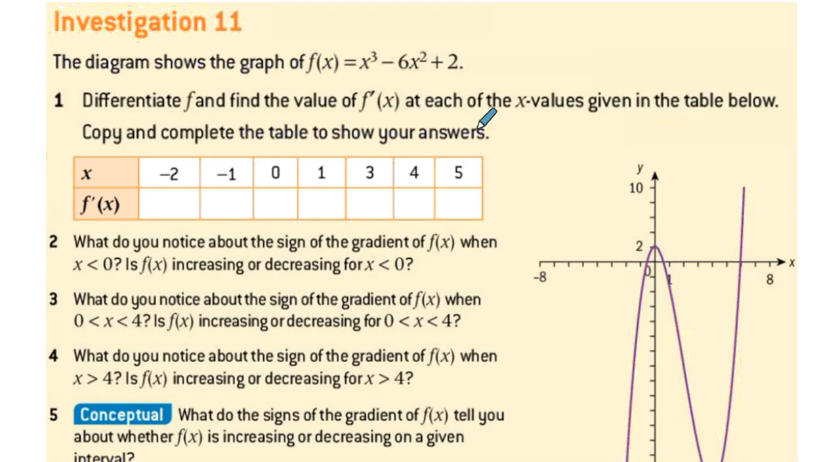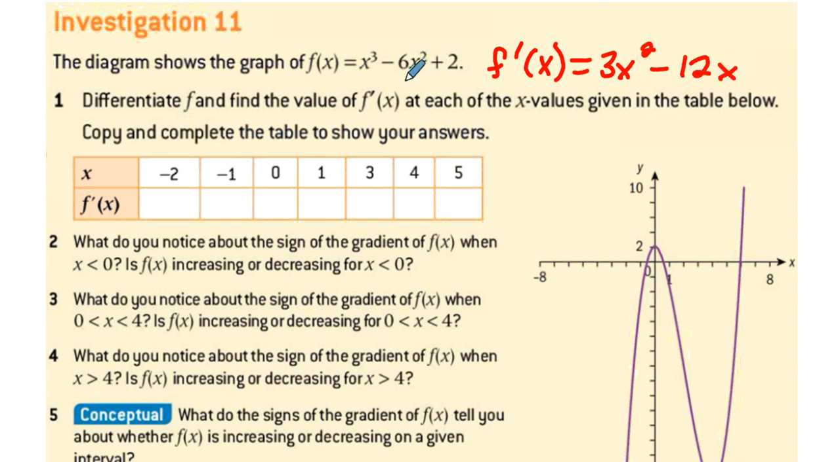So we're going to take a look at this investigation, and we're going to go ahead and, for part 1 here, differentiate f, in other words, find the derivative. So when we take the derivative of this, we get f prime of x equals what? Minus 12x. Okay, good. So that's the derivative.